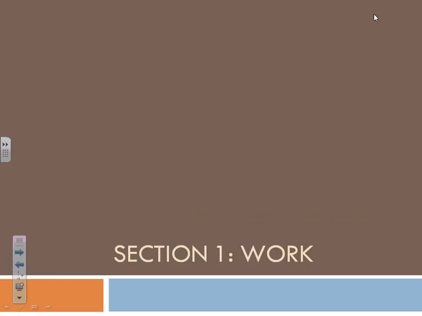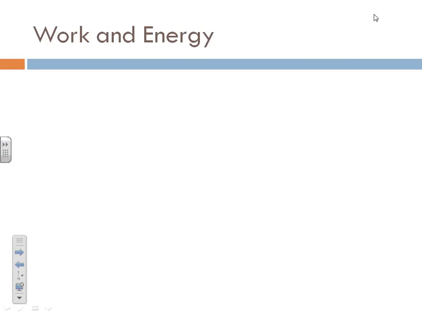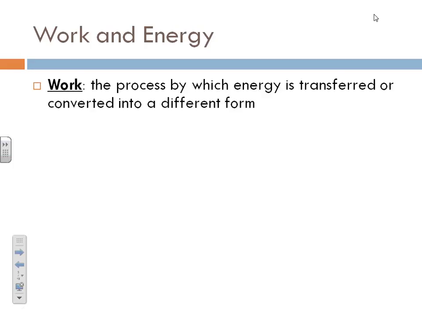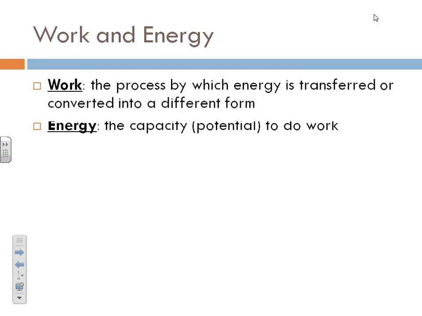And I know everybody, if you're thinking about that word work, I'm sure everybody thinks they know what work means. Well, as always in physics, work doesn't mean what it means everywhere else. So, what does work mean for us? Work is what we call the process by which energy is transferred or converted into a different form. So anytime energy is transferred or converted, energy we're going to define as the capacity or the potential to do work.